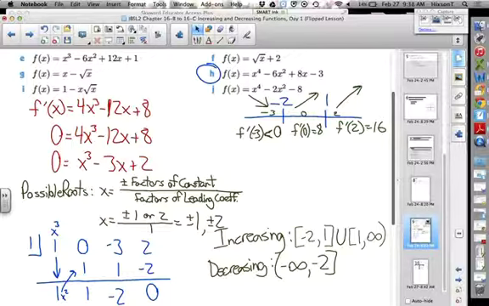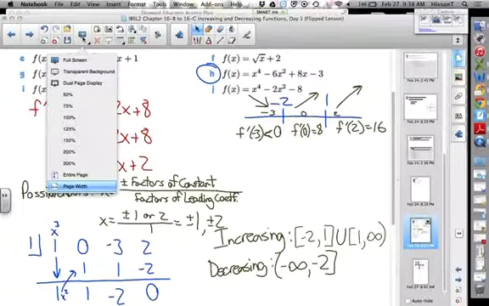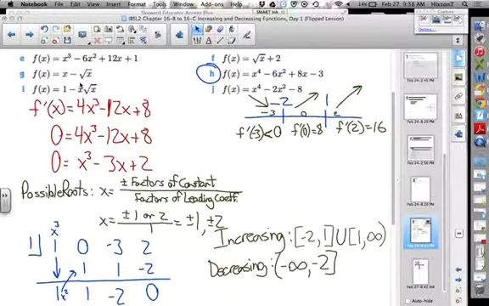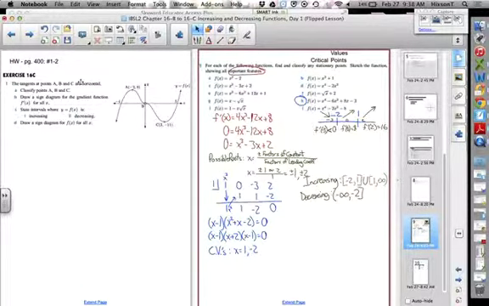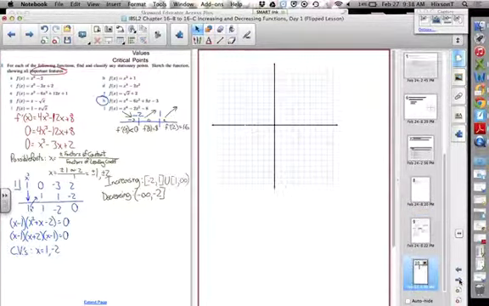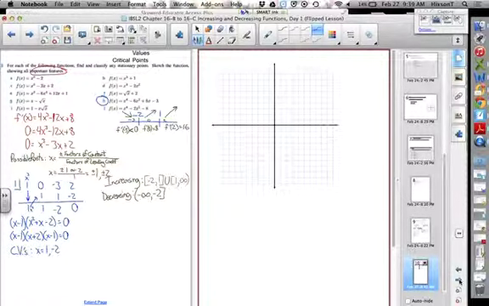So, here's where the sketch comes in. I'm going to do this. There we go. So there's all the stuff that we found so far, and I've got a graph here. We're going to start graphing what we know. What points do we know so far?